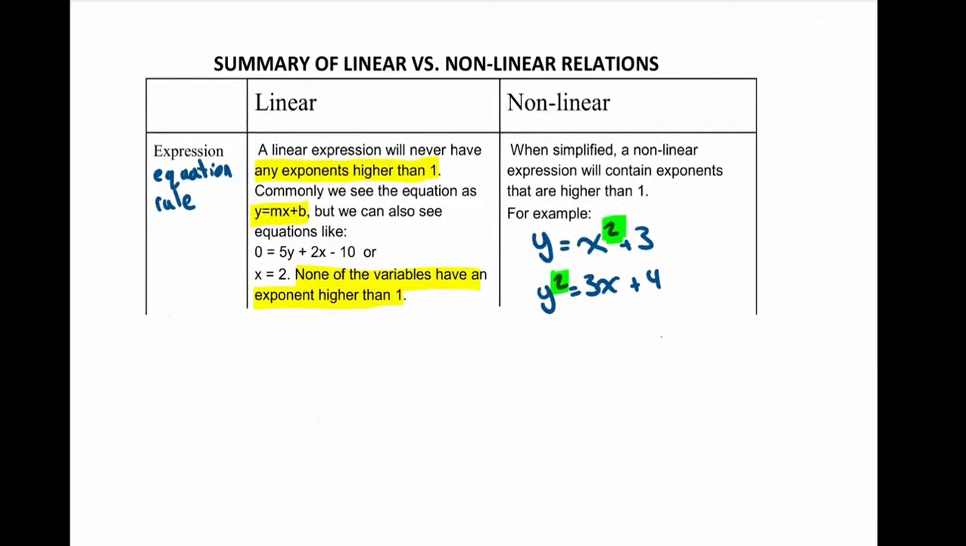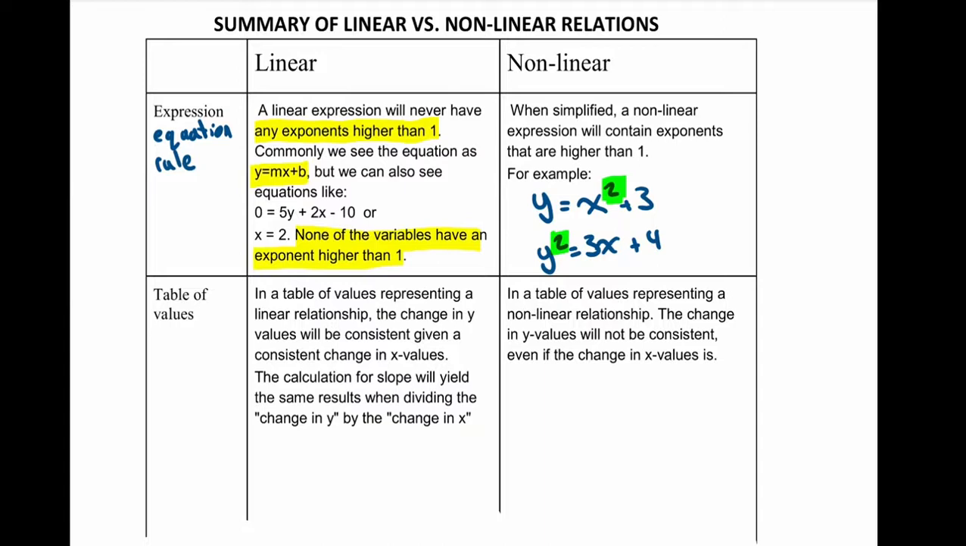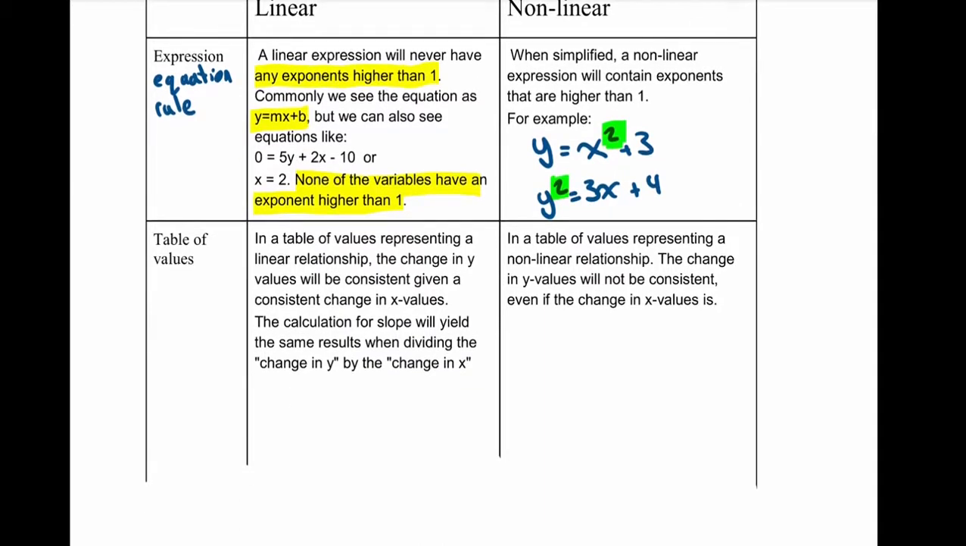All the variables have to have an exponent of 1, or you won't see an exponent, because again, we don't need to represent or show that exponent of 1. If we see an exponent that's higher than 1, it has to be nonlinear. If we are looking at a table of values, so in a table of values representing a linear relationship, the change in y values will be consistent given a consistent change in x values.